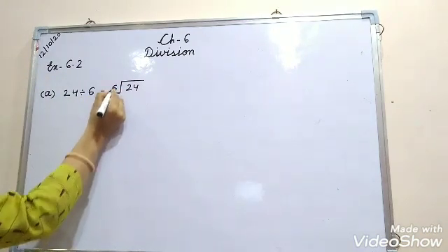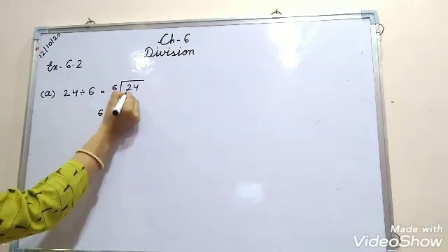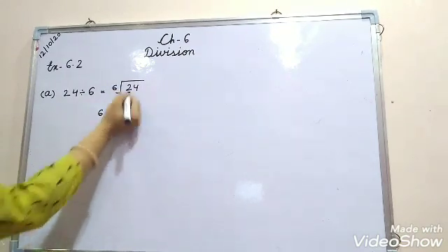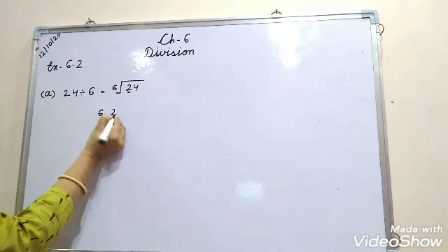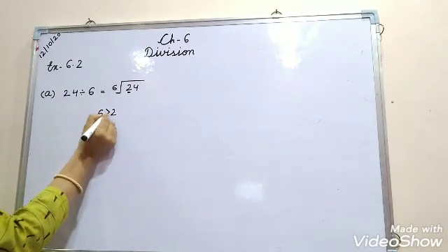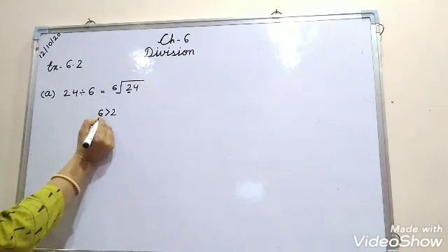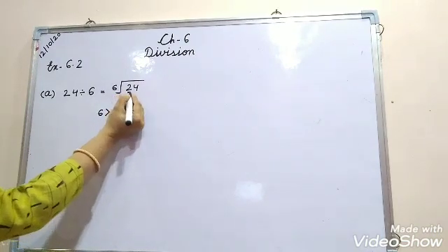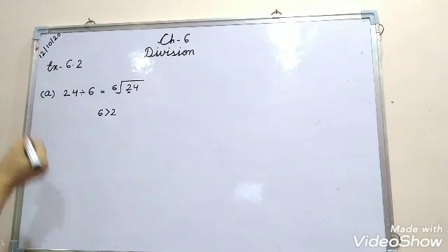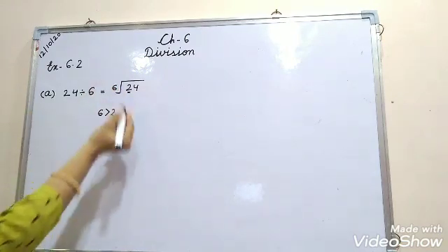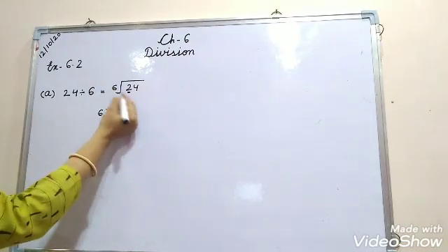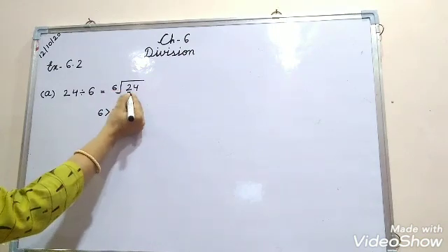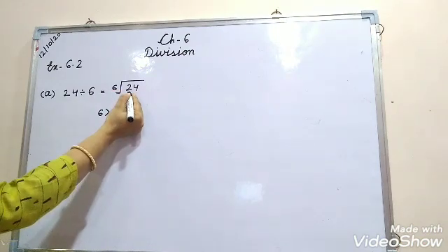We will compare divisor, that means 6, with the leftmost digit. Leftmost digit is 2. Here you can see that 2 is less than 6. So 2 cannot be divided separately, because for division we always need the bigger number than divisor. Your divisor is 6, but here the leftmost digit is less than 6.